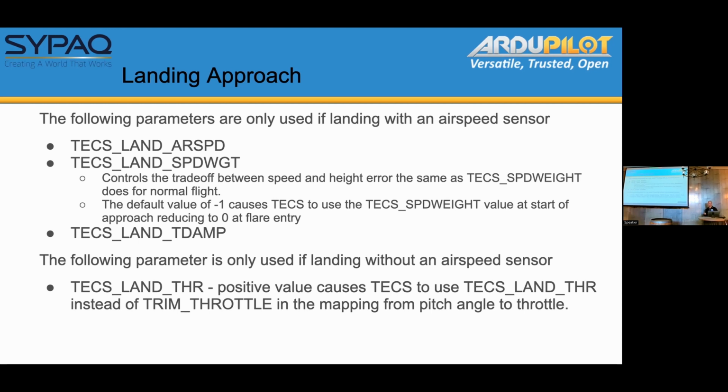But the other values unfortunately do switch. So you may observe some discontinuity in throttle and elevator response on entry into approach, but usually that's associated with pushing over onto a glide slope anyway.